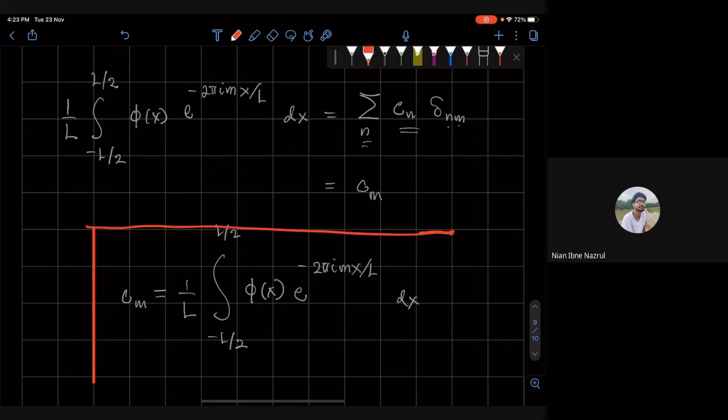Is this clear what we're doing here? We're extracting the Fourier coefficient. Okay. So let's put all of this in a little bit of a more formal language.